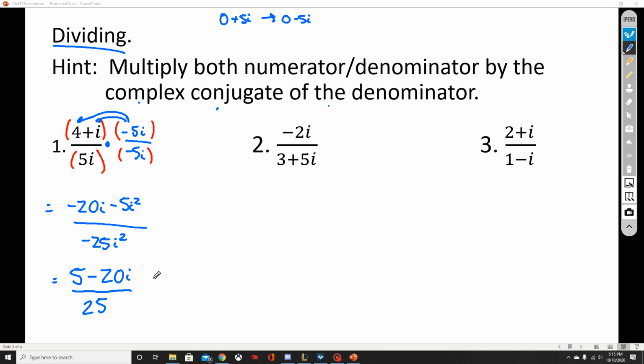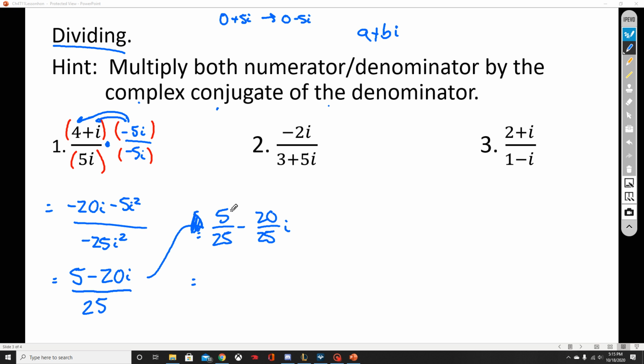All right, well, we do want to write this in the form that a complex number should be in, which is a plus bi. So we do want to separate the real and imaginary parts. So we're going to split the denominator to each of them. We're going to have 5 over 25 minus 20 over 25i. I'm pretty much just distributing the denominator to each of these.